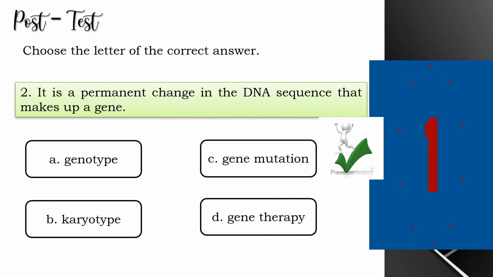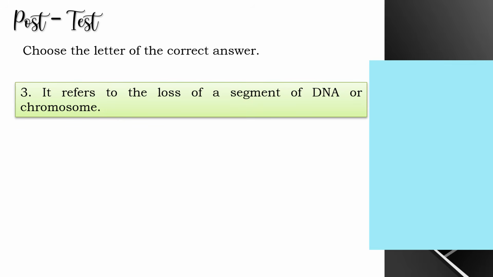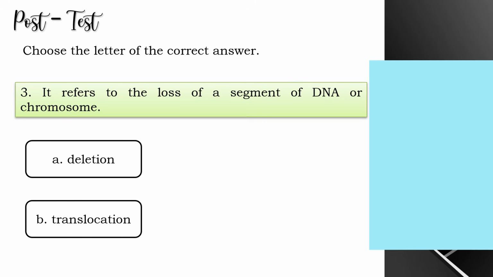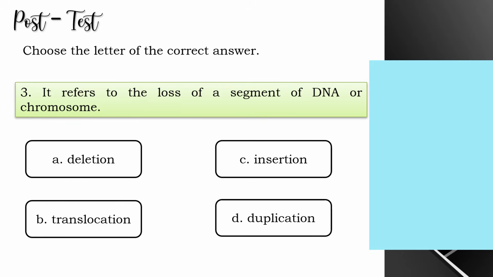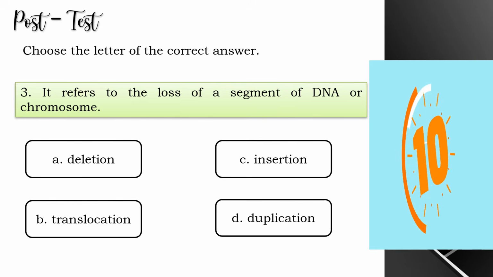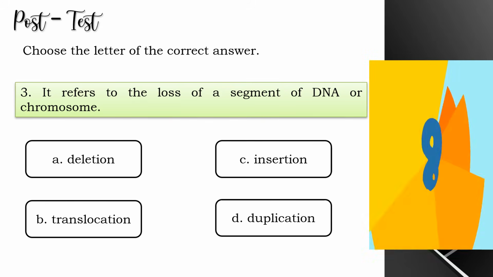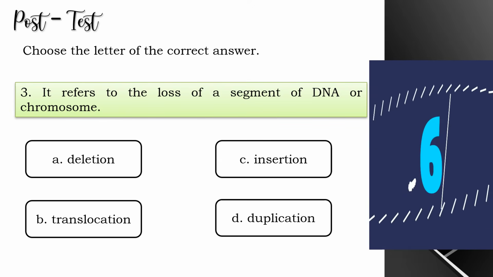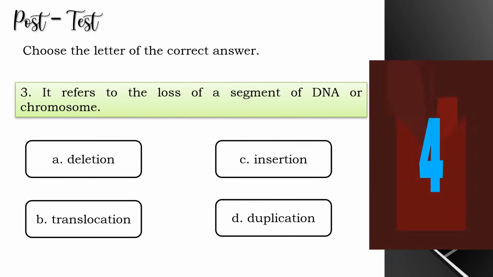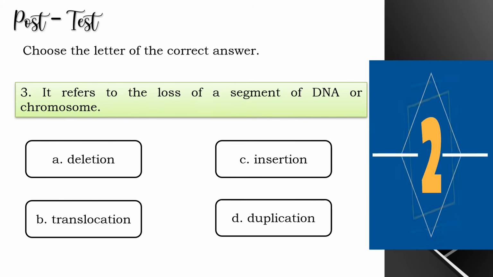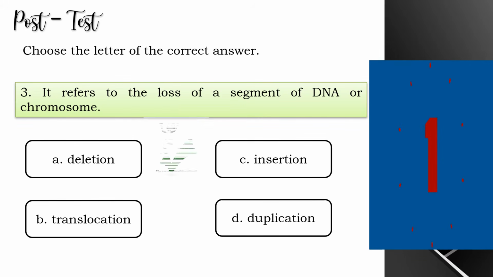Nice! Number 3, it refers to the loss of a segment of DNA or chromosome. A. Deletion. B. Translocation, C. Insertion, letter D. Duplication. Correct! Letter A. It's deletion.